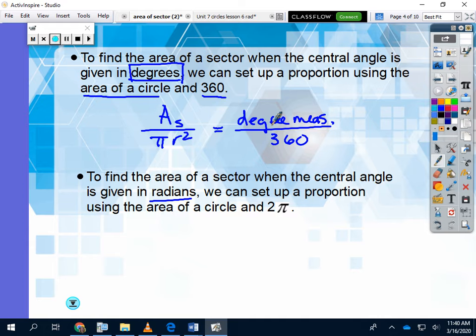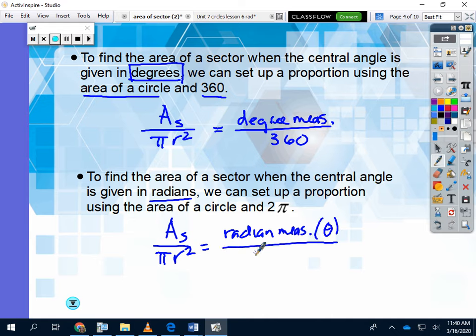You cross multiply. Well, if you're doing radians, all you have to change is this side. So you're still doing the area of the sector, which you usually are going to be solving for, over pi r squared, is going to be the radian measure, which is theta, divided by 2 pi. Because remember, 2 pi is the number of radians in a whole circle.